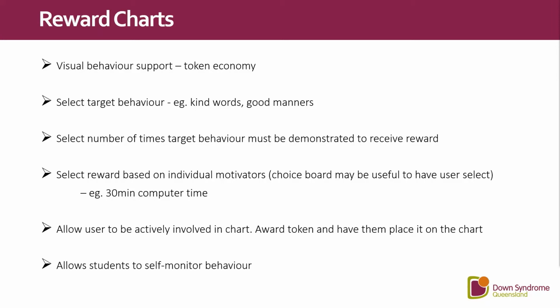So what we need with rewards charts is something that's visual behaviour support, that token economy. Look at the amount of times that I've managed to do something right or well. Select a target behaviour for that student or for that class, whoever it is that you're working on rewarding. And it would be something like using kind words or kind behaviours. Select the number of times that the behaviour must be demonstrated to receive the reward. So, for example, you might start with 3 times and then they receive a reward.